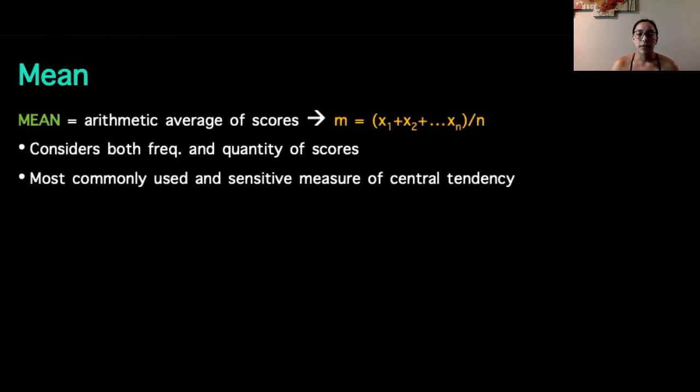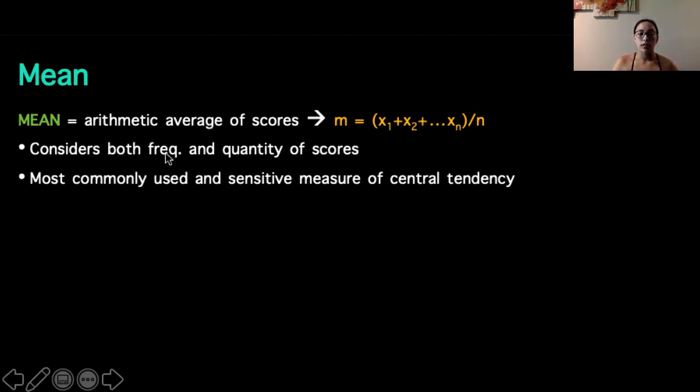The mean is probably the most commonly used measure of central tendency. So it's the arithmetic average of scores. In other words, you take all of your data points, you take the sum of that, and then you divide it by your sample size or the number of scores that you've collected. It considers both the frequency and quantity of scores.